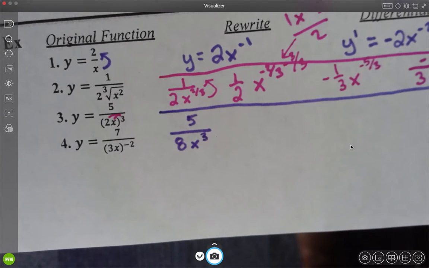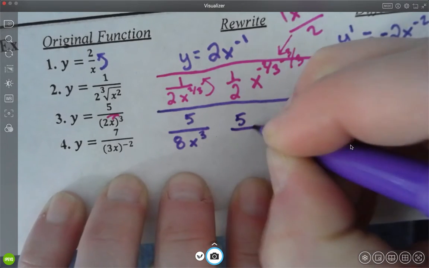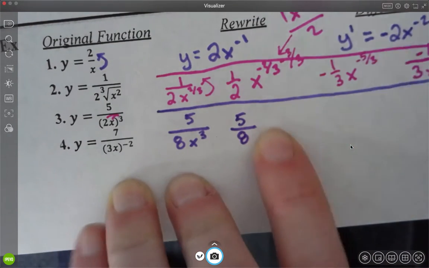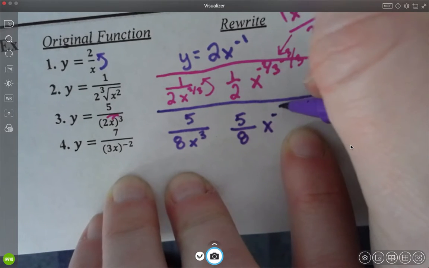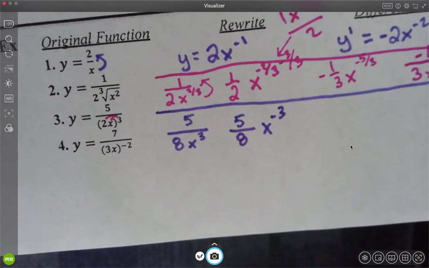Okay, now he's very similar looking to what number 1 was. How are you going to rewrite him? 5/8 x to the negative 3. And when you bump him to the top, I shove him off the side. Does that make sense? I don't leave him up there with the 5. I put him off to the side. Okay, just like that.